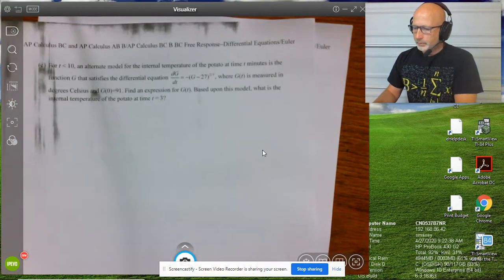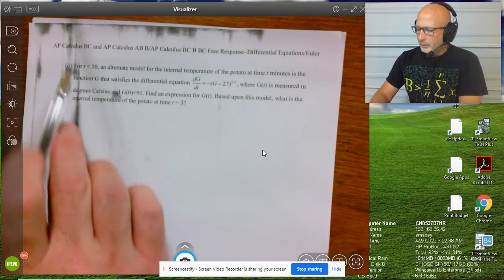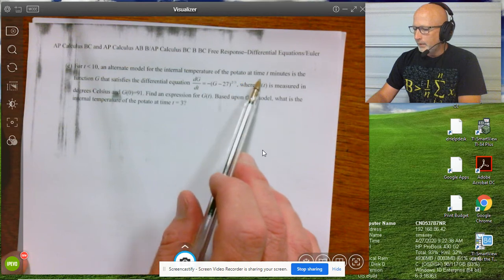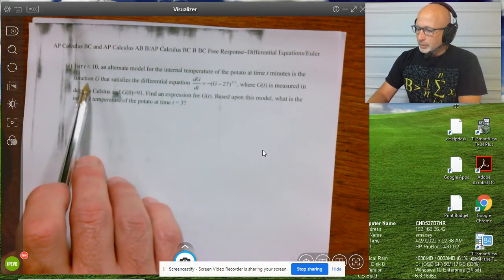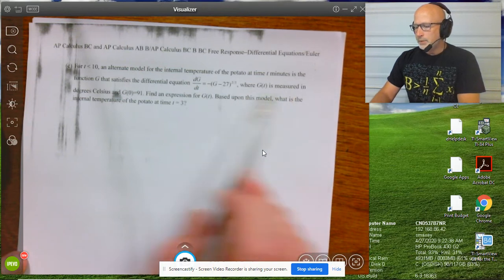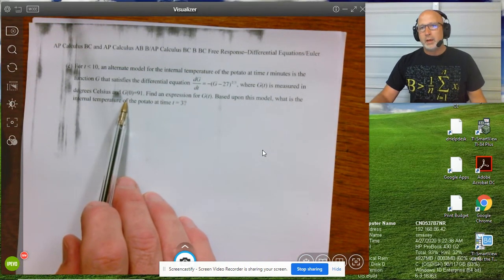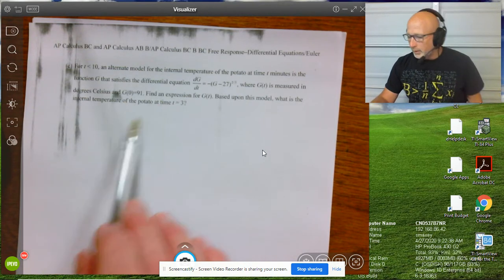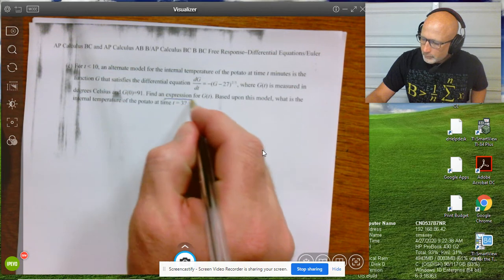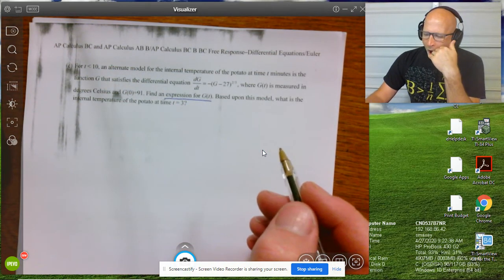Ooh, boy, that was ugly. I don't know why it printed off so badly here. Okay, for t less than 10, an alternate model for the internal temperature of the potato at time t minutes is the function g that satisfies this differential equation, where g of t is measured in degrees Celsius and g of 0 is equal to 91 again. Okay, so the internal temperature is 91 from the start. Find an expression. So there we are. So I want to know what g of t is equal to.